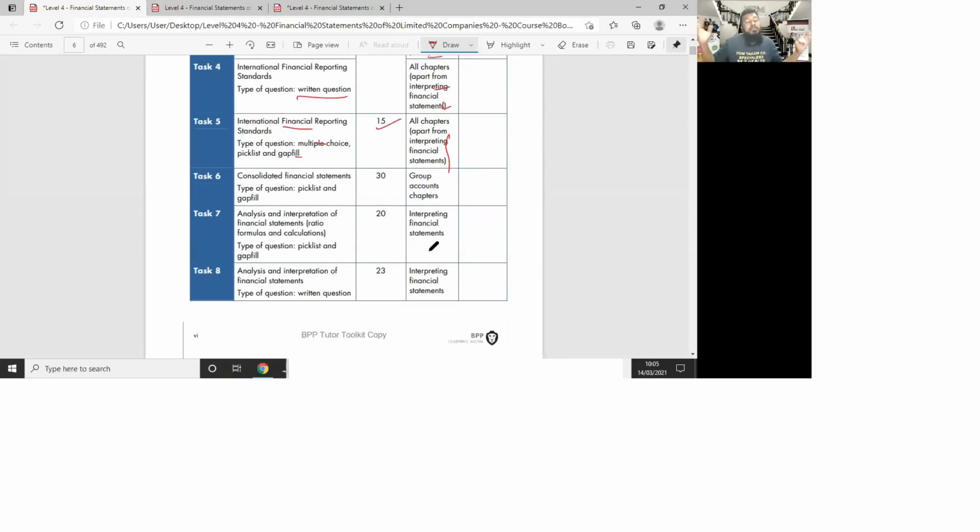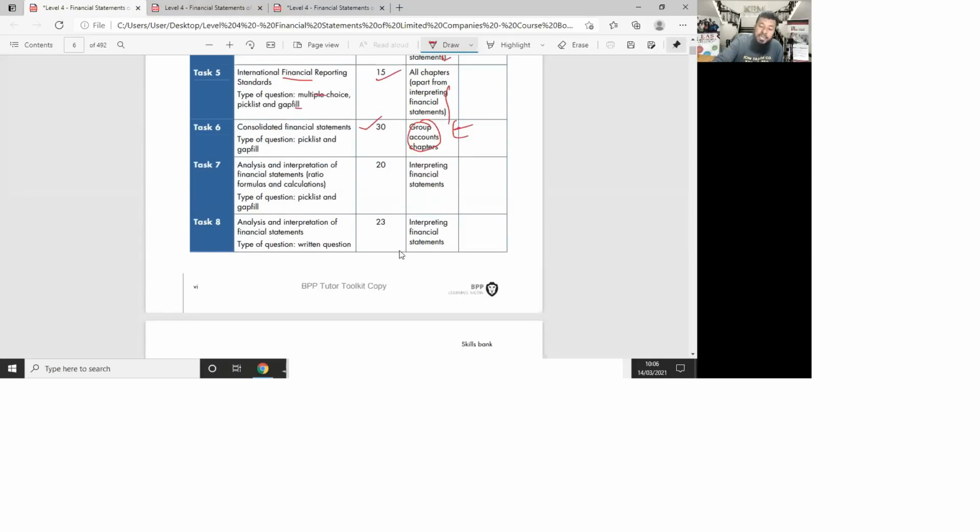Number 6 is another big question, a big topic, group accounts, which I've done in chapters 9 and 10. SPL and SOFP both come from your group accounts. Number 7 and 8, look at this, 7 for 20 marks, 8 for 23 marks. Both of these come from the last chapter, chapter number 11: interpretation, ratio analysis, an easy chapter. This is going to be easy, but task number 8 is all about writing. It's a written question.